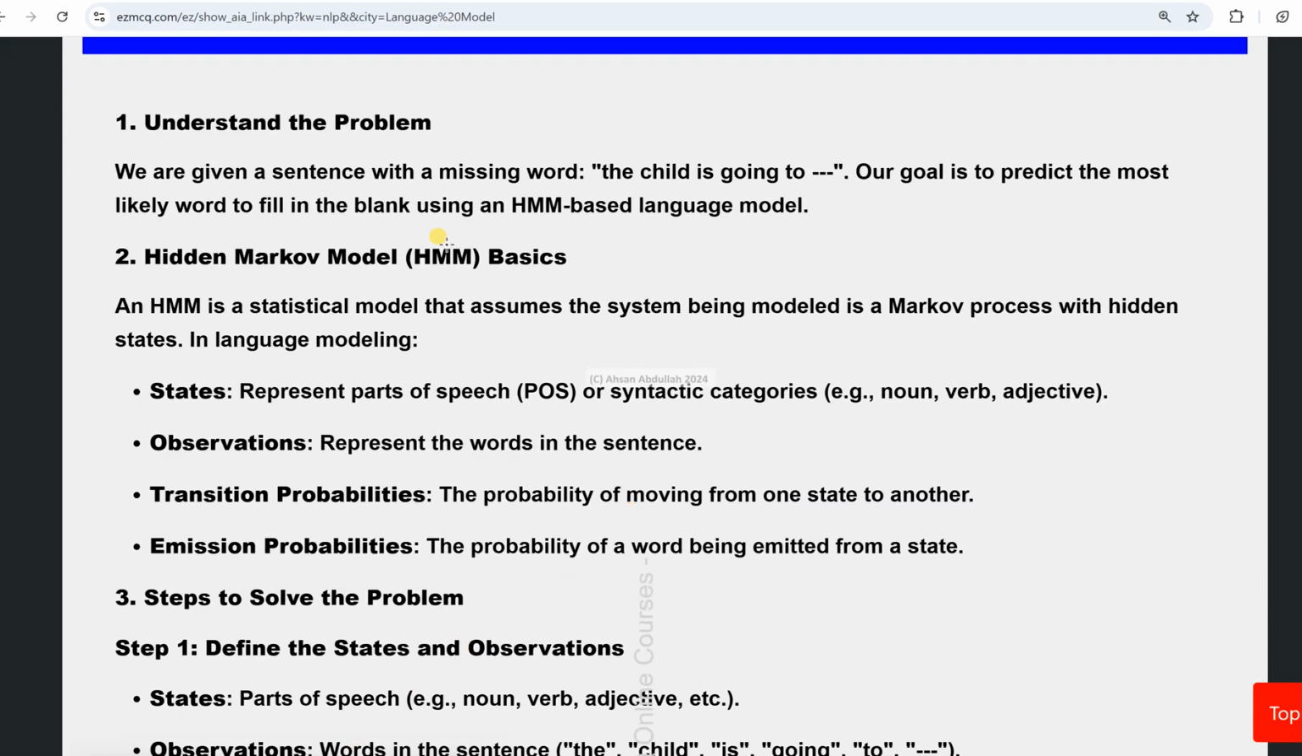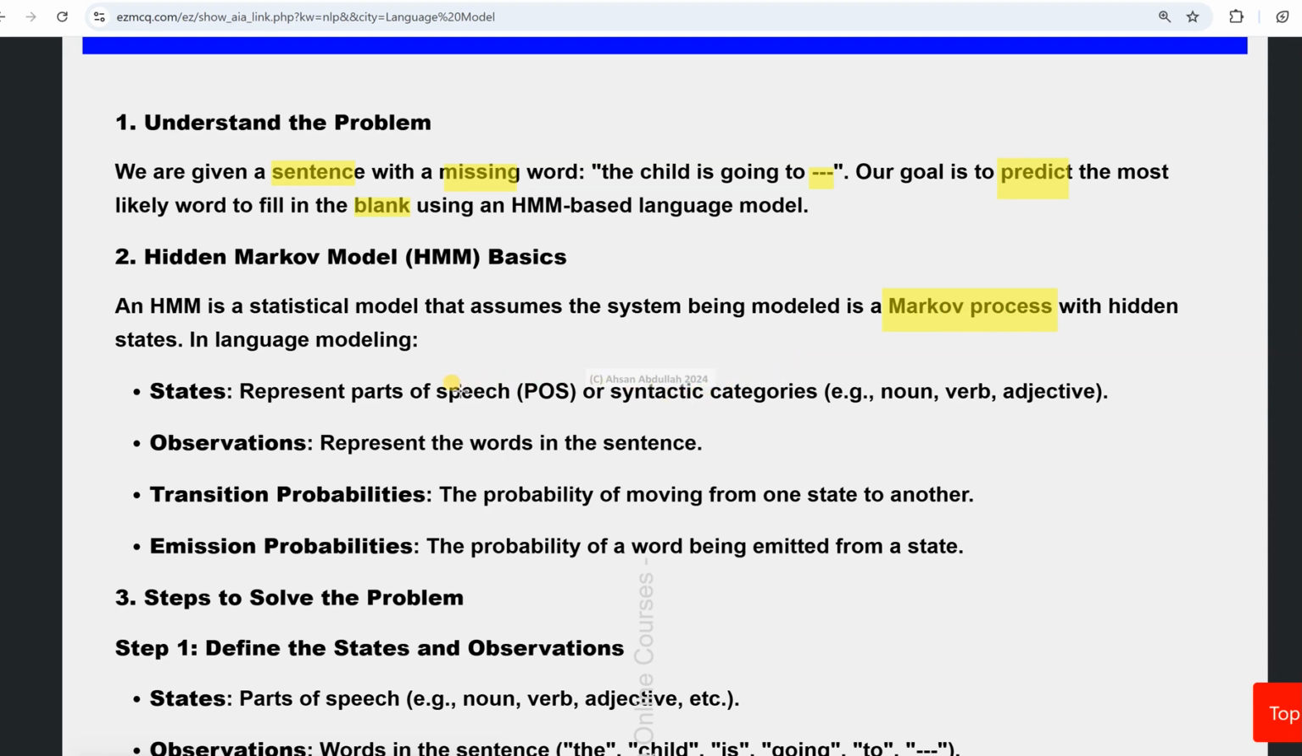So understand the problem. So we have the sentence, okay, and there is a missing word. So what is the goal? The goal is to predict the most likely word to fill the blank, okay, using what? HMM based language model. So what is the hidden Markov model? Hidden Markov model basically is statistical in nature, and we assume that it follows the Markov process. What is the Markov process? The Markov process is that the next state is dependent only upon the current state.